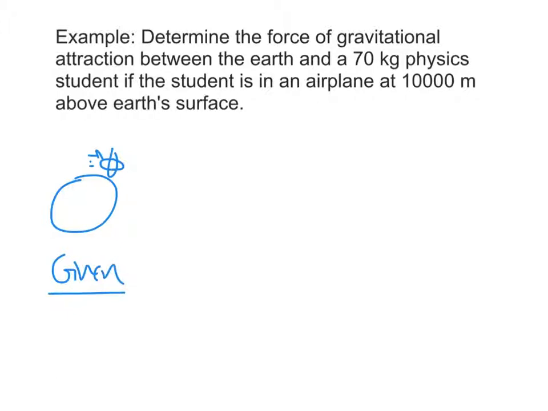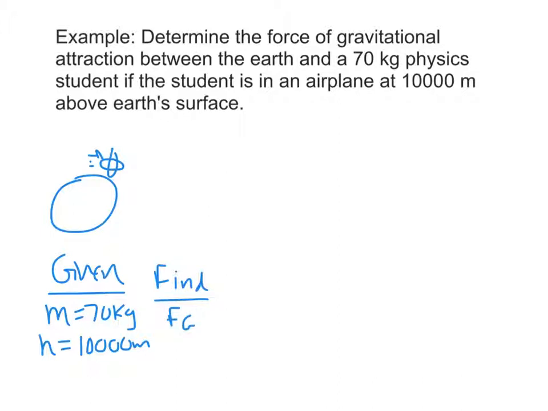Our given information. Mass is 70 kilograms. They are 10,000 meters above the Earth's surface. So I'm going to call that height. Height is 10,000 meters. And we're looking for force of gravitational attraction, so that's F big G.